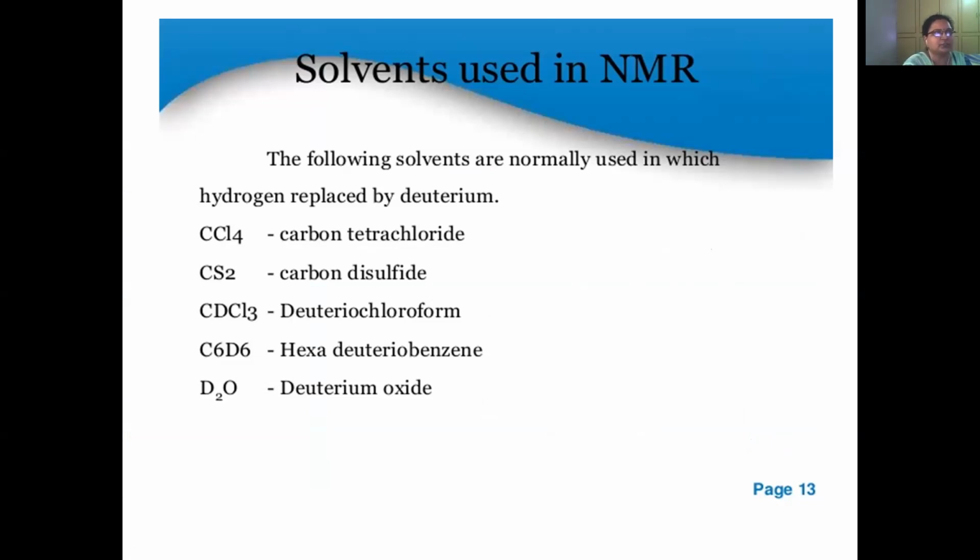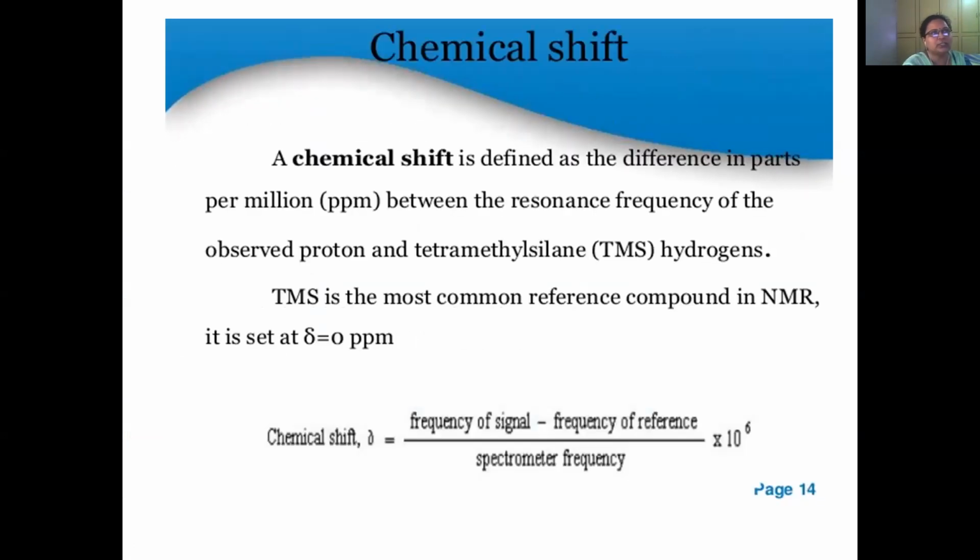So now we are going to discuss a main topic in NMR spectroscopy, that is chemical shift. So what is chemical shift? The chemical shift is defined as the difference in parts per million between the resonance frequency of the observed proton and tetramethylsilane hydrogens. Tetramethylsilane is used as a reference compound in NMR, and it is set at delta equal to 0 ppm.